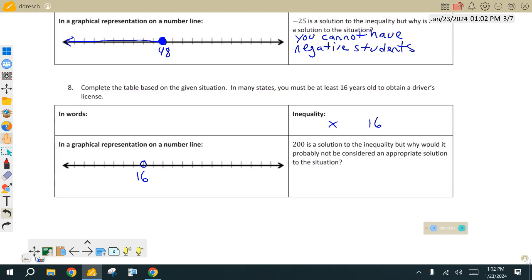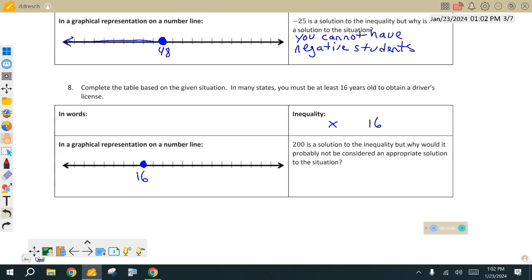At 16, can you actually get your driver's license at 16? Yes, you can, if you have enough time. If you've got your hours and classes and all that, right? And you have your permit, obviously. So if you get all that checked, cool. You can get it at 16. Now, which way are we going to shade that? To the left? No.